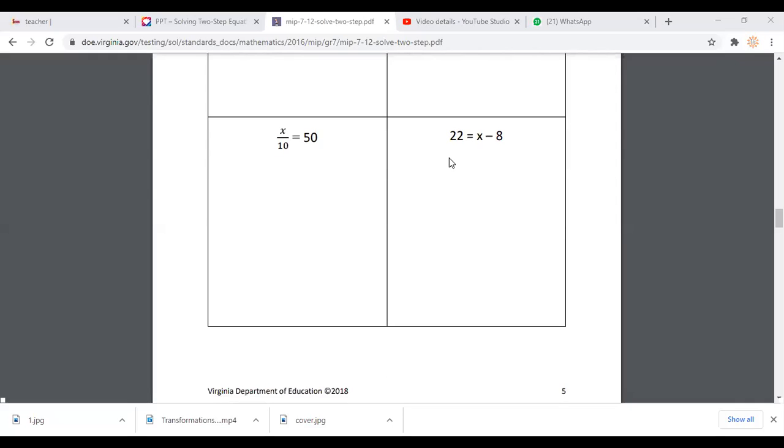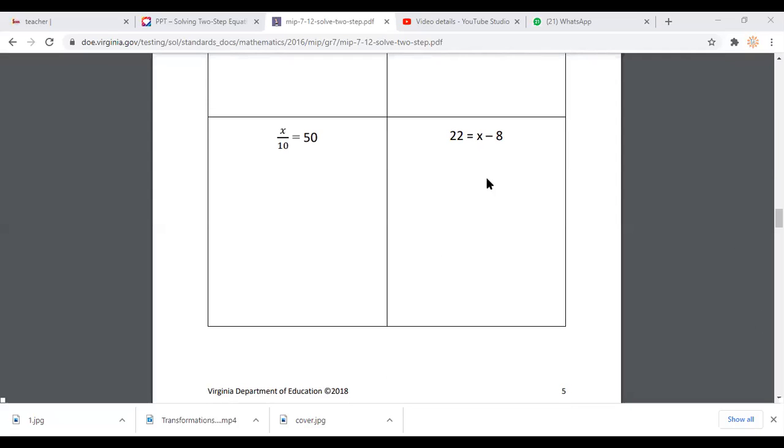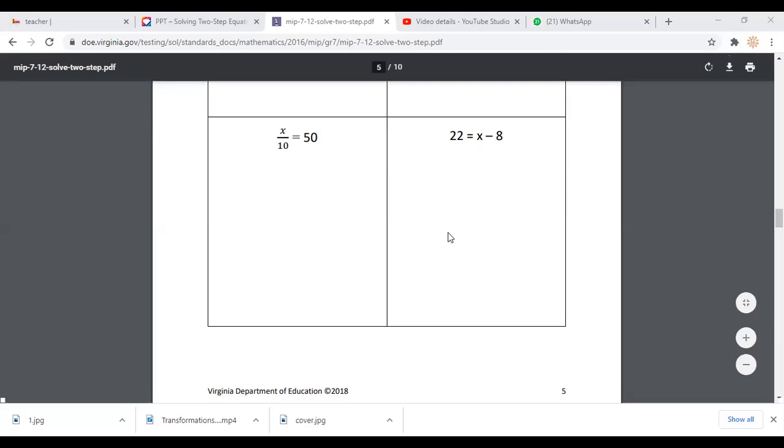Let's continue. The last question. Who can solve the last question? 22 equals x minus 8. How can we solve it? How can we solve this question now? Where is the variable? Let me check who wants to answer.